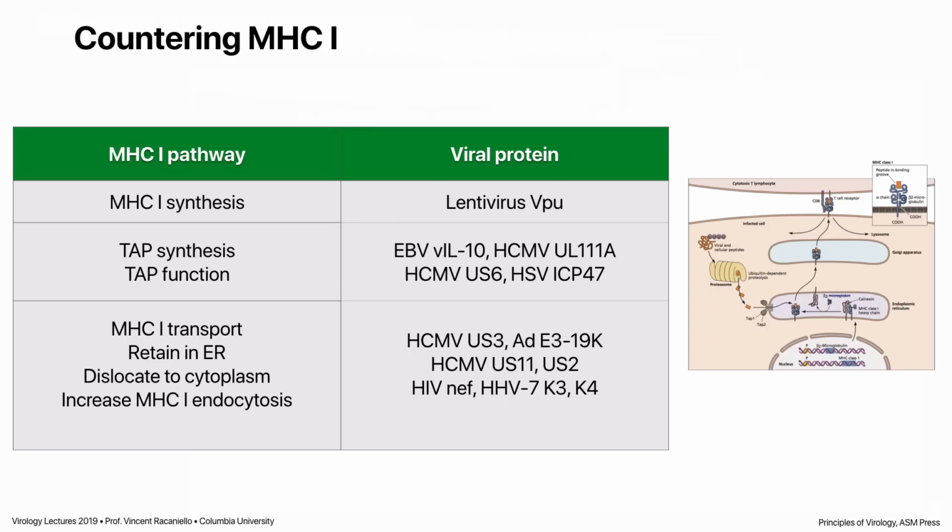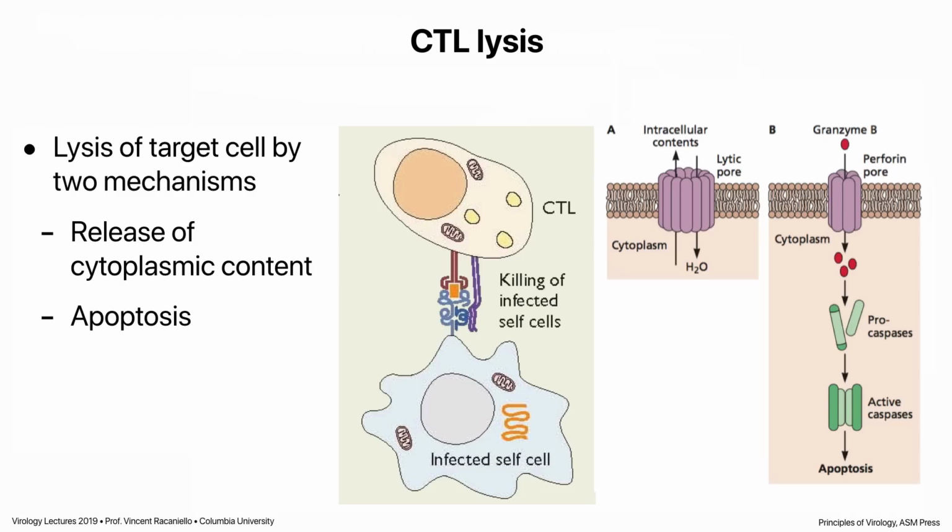It can, in this case, dislocate the MHC1 to the cytoplasm so it doesn't get shuttled up to the cell surface. And as I said, you can increase MHC1 endocytosis. So there are different viral proteins here that have all these various activities. And when there are so many antagonists, this should tell you that this is a really important pathway, because if the CTLs can sense that a cell is infected, it will be destroyed and the infection will be stopped. So this is a way of having the infected cells hide. And as I said, that's why these herpes virus infections are difficult to clear.